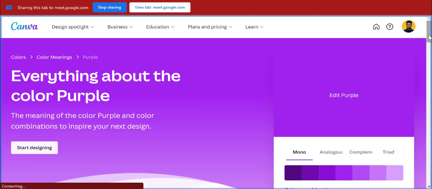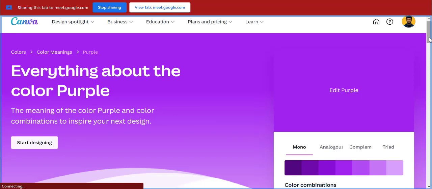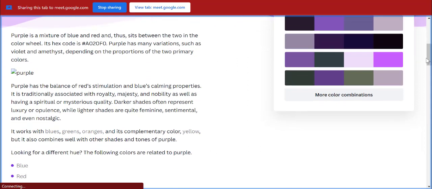Okay. So when we're talking about purple, we're talking about creativity, spirituality, royalty. And I'm sure Canva must also explain some of those things. It says here, purple has the balance of red's stimulation and blue's calming properties. It's traditionally associated with royalty, majesty, nobility, as well as having a spiritual or mysterious quality, just like what I said. Darker shades of purple often represent luxury, while lighter shades of purple have to do with femininity and sentimental and nostalgic emotions. Just like what you said, Lois, you mentioned beauty. So yes, purple has to do with it, but lighter shades of purple do.